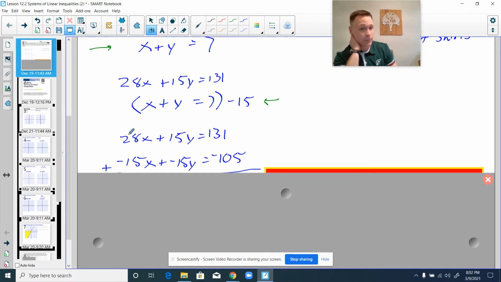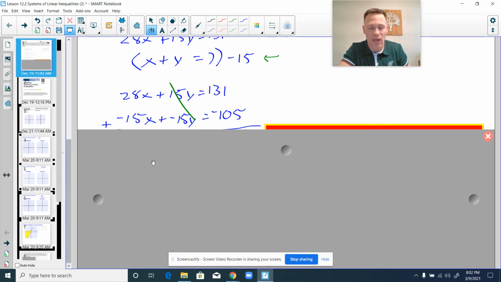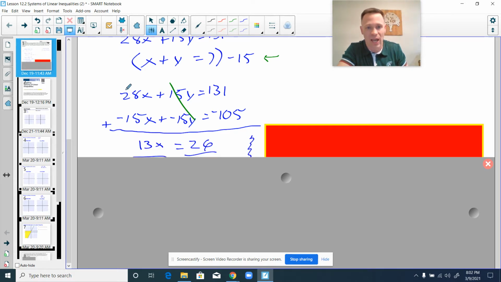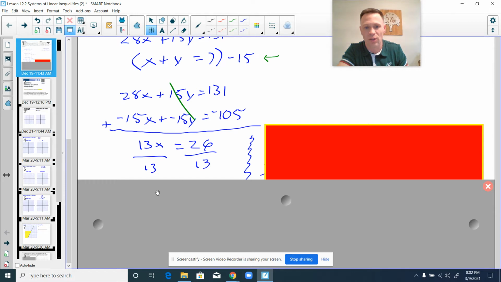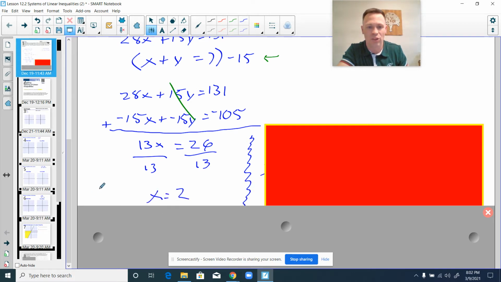Now, if I look at my equations, I notice that I can have the y's cancel out at this point. So y's are now going to cancel out. I'm going to end up with 13x is equal to 131 minus 105 is 26, which works out pretty nice because if I divide both sides by 13 to solve for x, I end up with x is equal to 2. And that means that Kristen bought 2 pairs of pants.